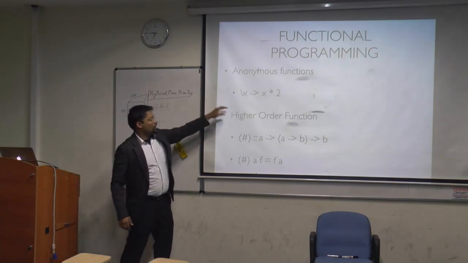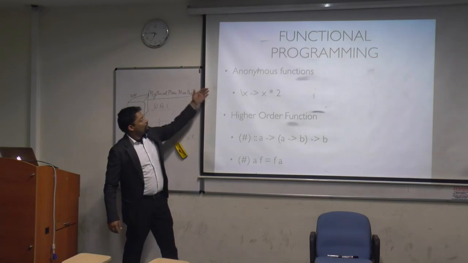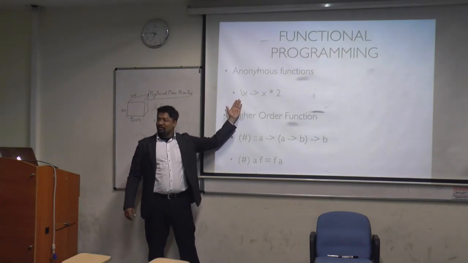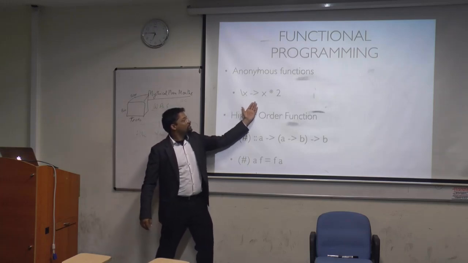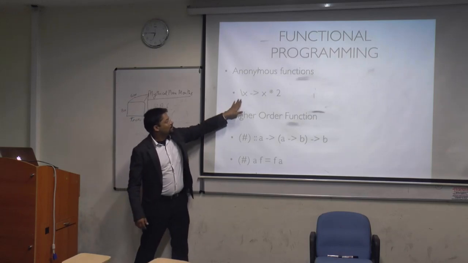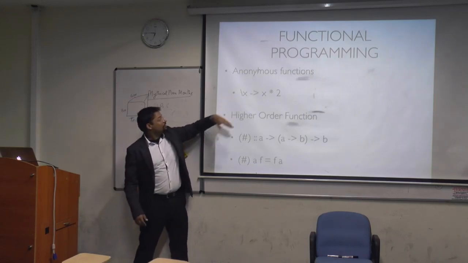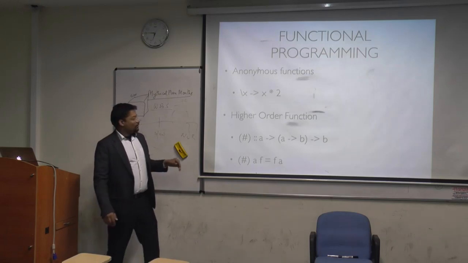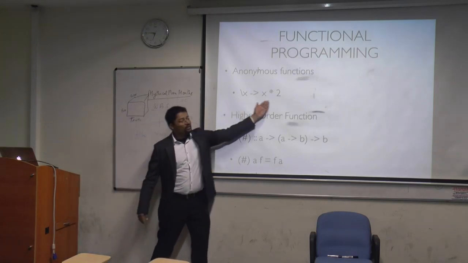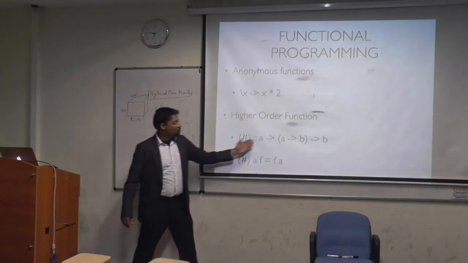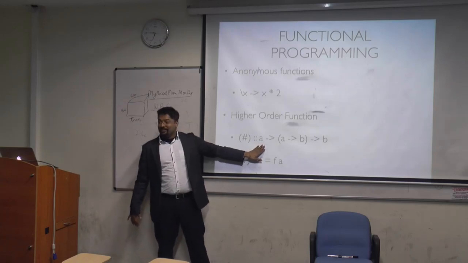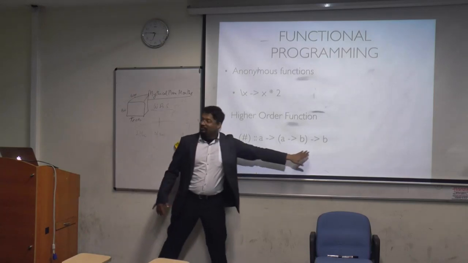So let me show you an example of a higher order function. This is an anonymous function that takes a value x and multiplies it by 2, right? This is the syntax for an anonymous function, a lambda syntax. The slash is a close approximation for a lambda. Then we can have a higher order function that takes a function, for example this function literal, and applies it to a value. Now this might require some explaining. This is called the type signature for the function.